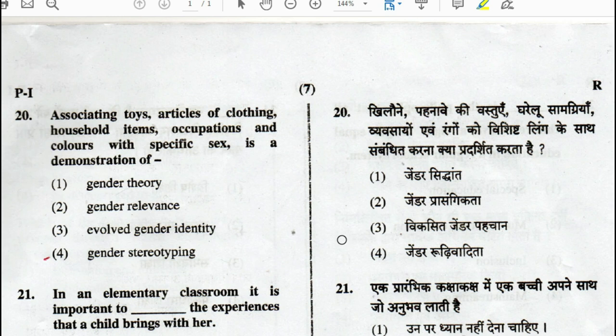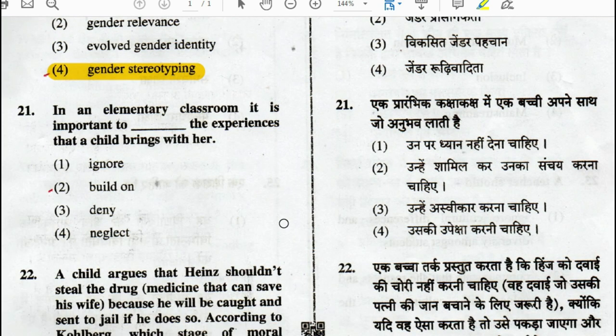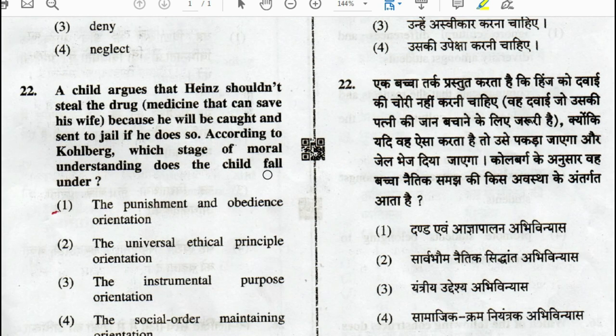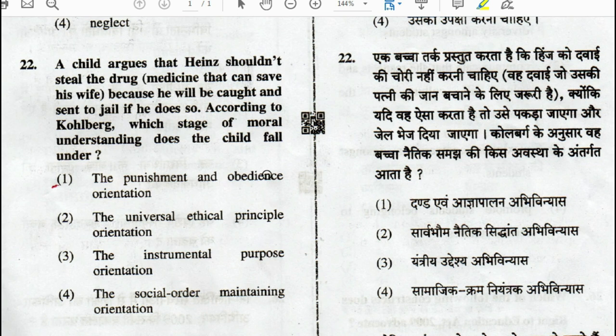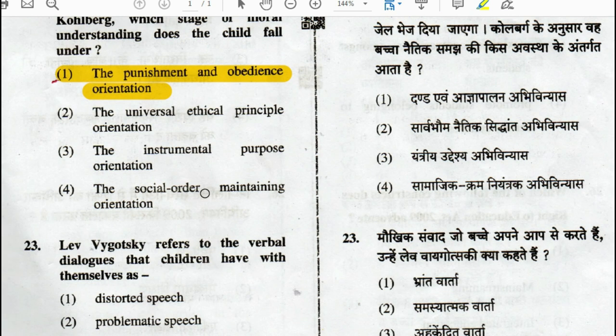gender stereotyping. Option 4 is the right option. Question number 21. In an elementary classroom, it is important to dash the experiences that a child brings with her. Ignore, built on. Here the correct option is built on. Next, 22. A child argues that he should not steal the drug, the medicine that can save his wife, because he will be caught and sent to jail if he does so. According to Kohlberg, which stage of moral understanding does the child fall under? Option 1 is punishment and obedience orientation. It is the right option.